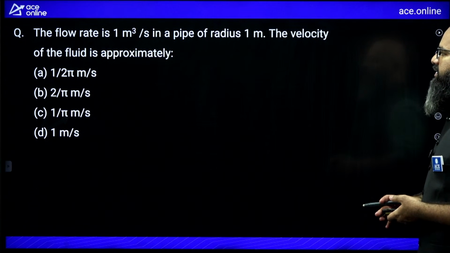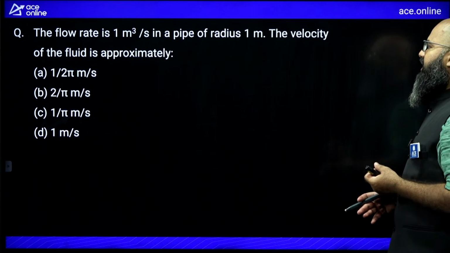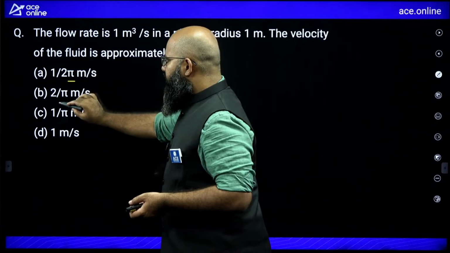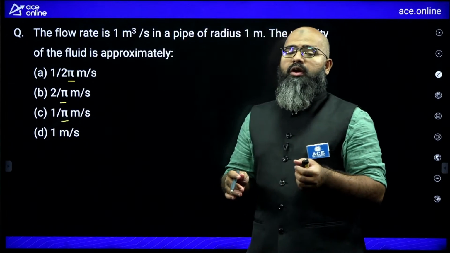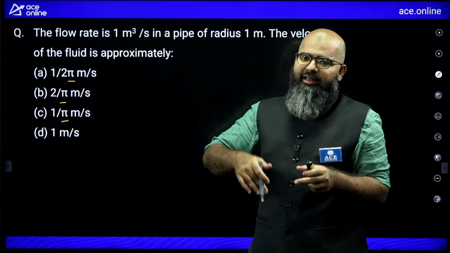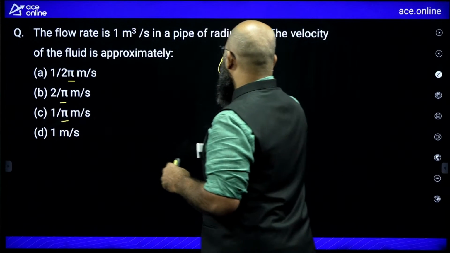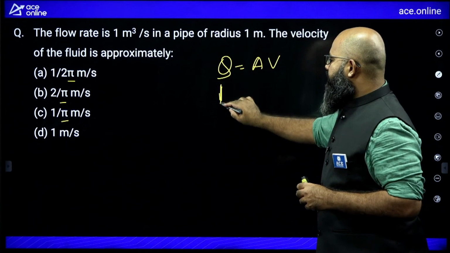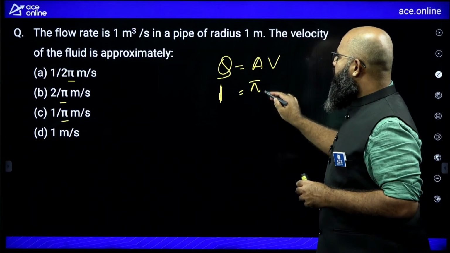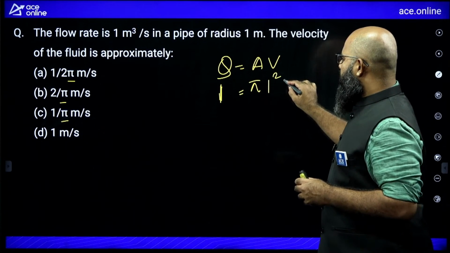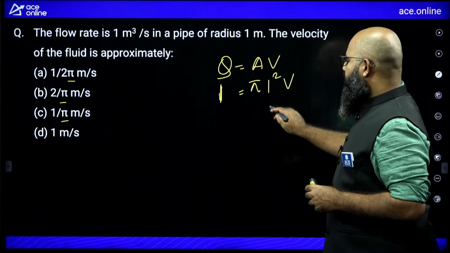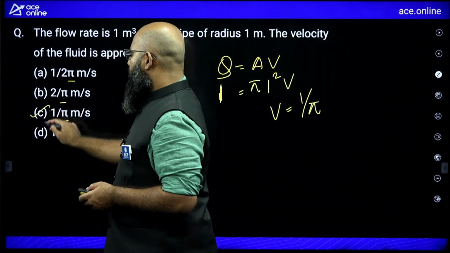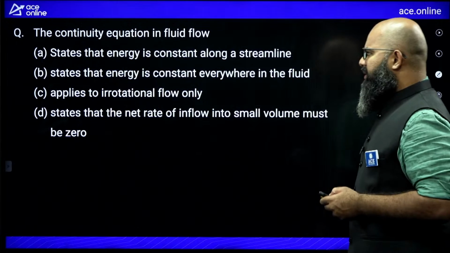Now we are entering into kinematics. The question is saying the flow rate is 1 meter cube per second in a pipe of radius 1 meter. The velocity of the fluid is approximately equal to how much? Please be careful, he has mentioned pi over here. So probably you don't have to use the value of pi. Get the answer in terms of pi only. So you can say discharge is equal to area times velocity. Discharge is equal to 1. Area is equal to pi times radius square. So 1 square into velocity. So answer over here for velocity will be equal to 1 by pi meter per second. Option C would be correct. Very simple question. Moving further.